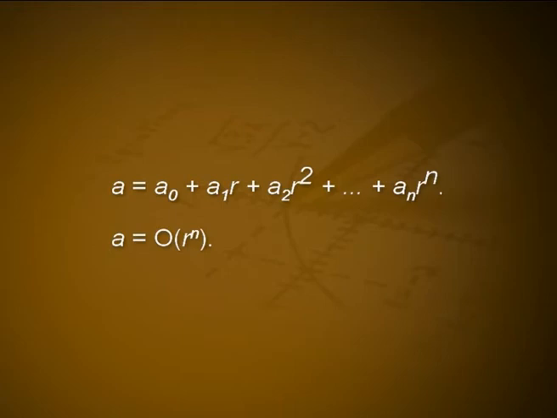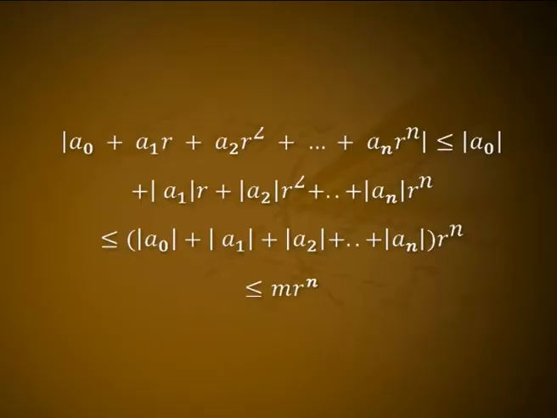Example: let a = a_0 + a_1 r + a_2 r^2 + etc. + a_n r^n, then a is O(r^n). Since |a_0 + a_1 r + etc. + a_n r^n| is less than or equal to |a_0| + |a_1| r + |a_2| r^2 + etc. + |a_n| r^n, that is less than or equal to (|a_0| + |a_1| + etc. + |a_n|) r^n, that is less than or equal to some m r^n. That is, a is asymptotically dominated by r^n.